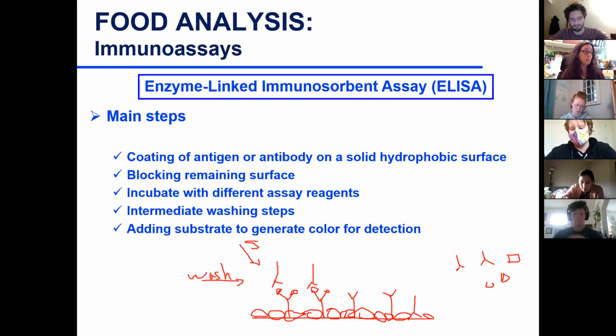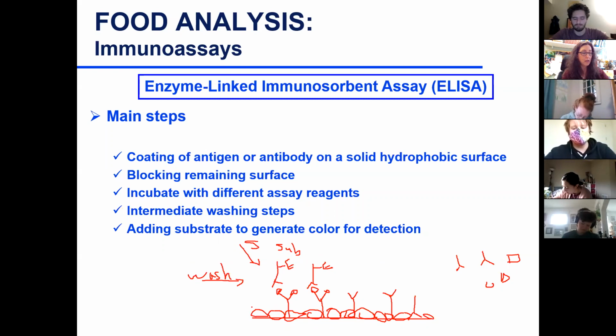The second antibody that I have would be labeled with an enzyme. So an enzyme will be attached to it. I do a wash, I wash everything off. Then I add my substrate. The substrate will react with the enzyme and it will give me color. Okay, after every step, you do the washing.